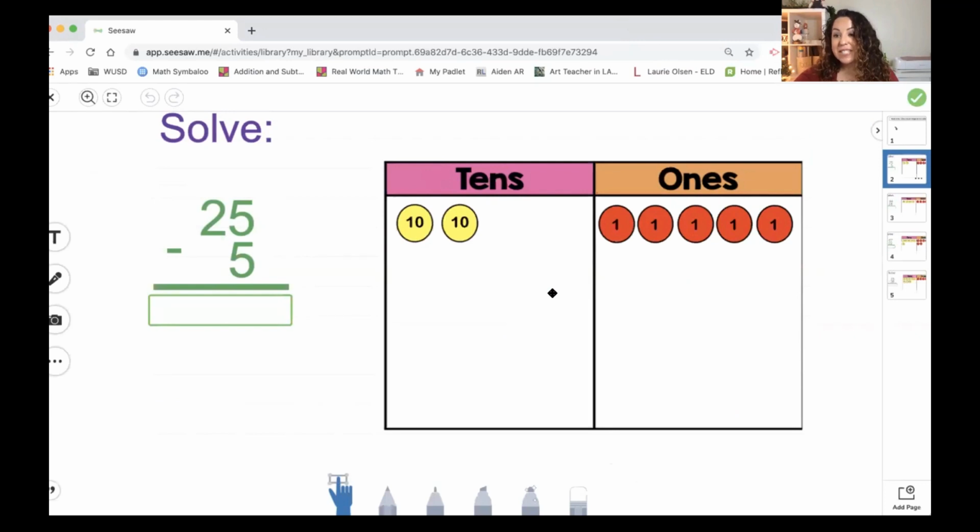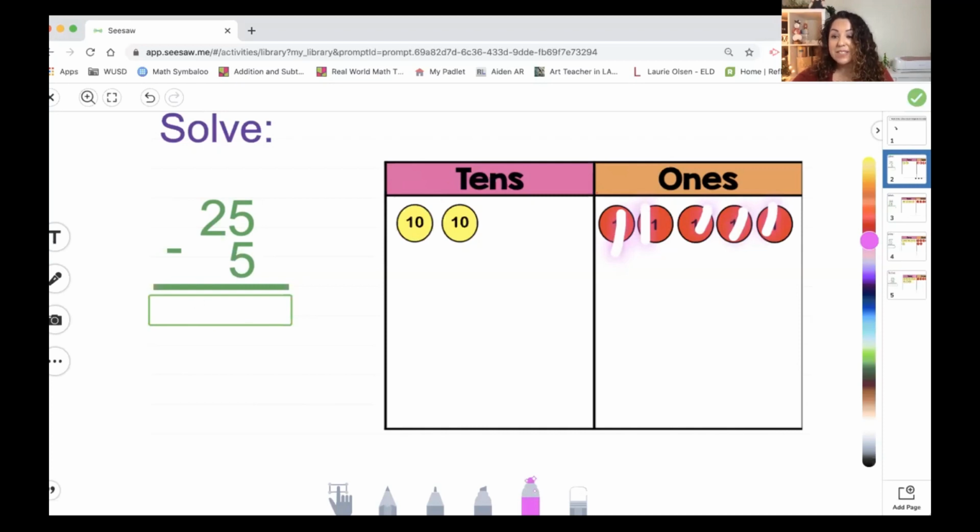Okay, so here's your Seesaw assignment. You have a few of these. I've already put the place value chips on there for you. So you have 25, take away 5. Well, just use your magic marker or one of your tools and take away 5 of those. And then what are you left with? You're going to count your ones and your tens and you're going to put the answer there.